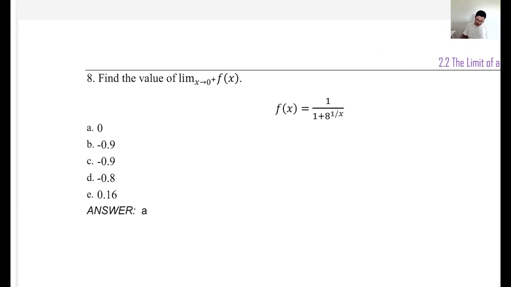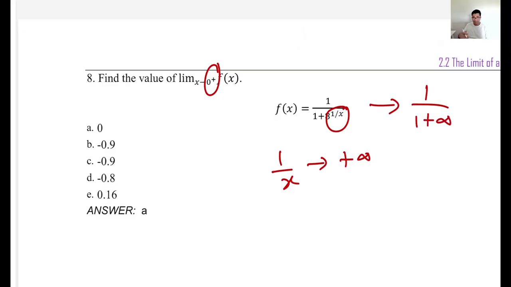Here is again almost a repetition of one of the previous questions, but it is 0 plus. Be careful here. We are only talking about a one-sided limit, and because of that this is easy. 1 over x will go to plus infinity in this case, and because of that you will have that function approach 1 over 1 plus infinity. 8 to the power infinity will be infinity, so the limit is 0. So your answer is A.